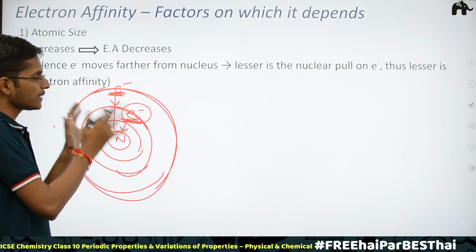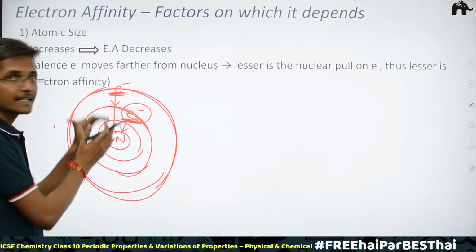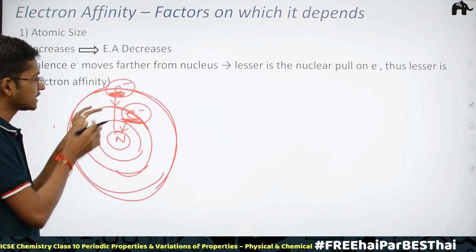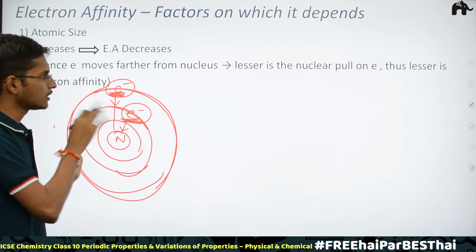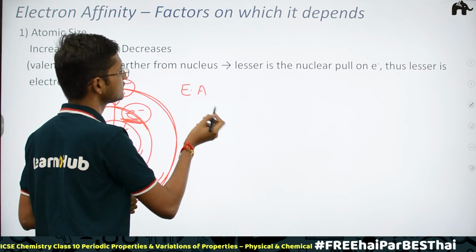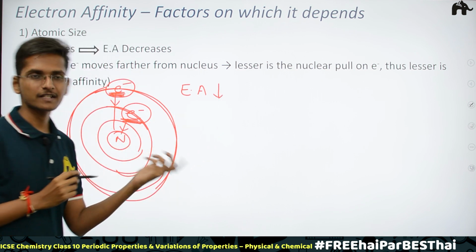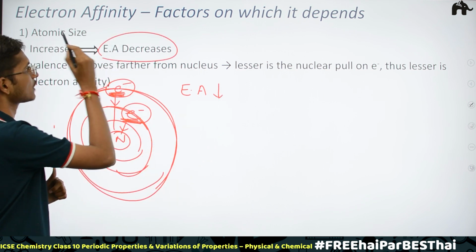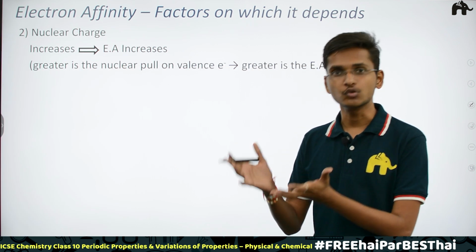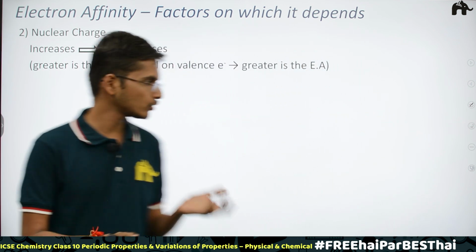So what is happening? See, when I'm increasing the size, the attraction for the electron is decreasing, or we can say that the affinity for the electron is decreasing. That's it. So when we increase the size, electron affinity decreases. Now let's see what happens to the electron affinity when nuclear charge increases. The same story we are going to repeat.